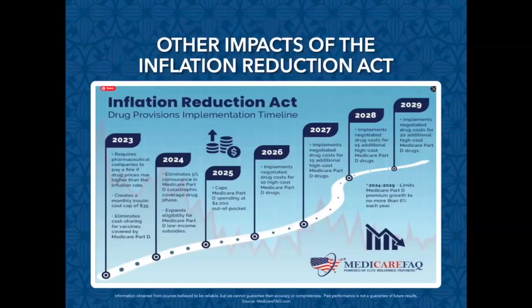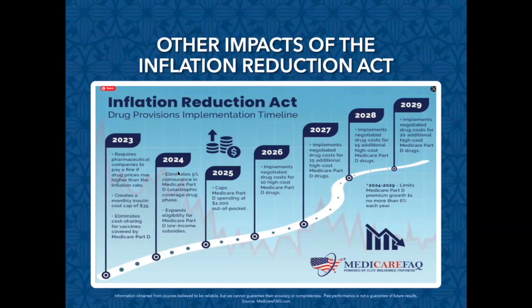And that brings up just one more aspect of the bill that I'm not sure that people are aware of, but the drug provisions for Medicare and Medicaid were radically changed in this bill. And so over the next 6 years, you can see there's a progression of changes. Last year, there was a cap on monthly insulin costs for type 2 and type 1 diabetes. They eliminated the cost share for vaccines.